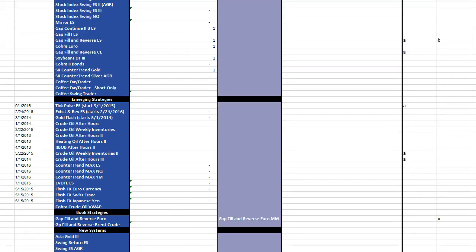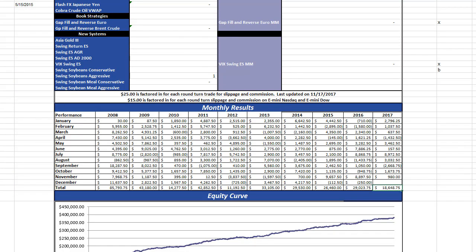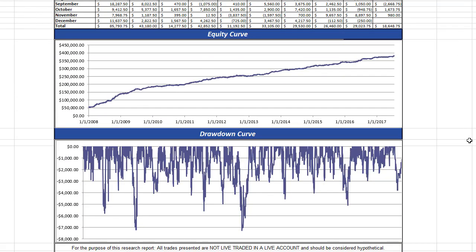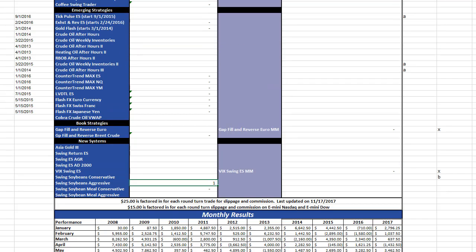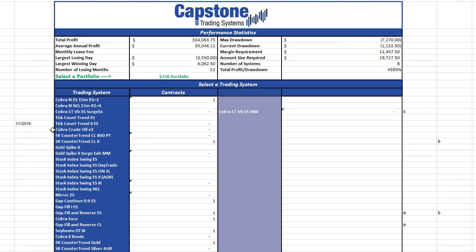Your drawdown goes up a little bit. Your net profit goes up this year by quite a bit. So that's been a good strategy to trade this year. And here is the drawdown curve. So if you want this portfolio calculator tool, I can send that to you. You can play with it yourself.